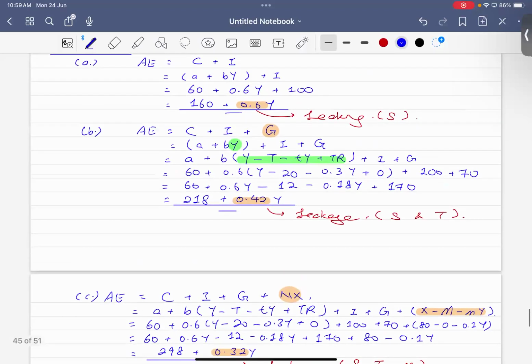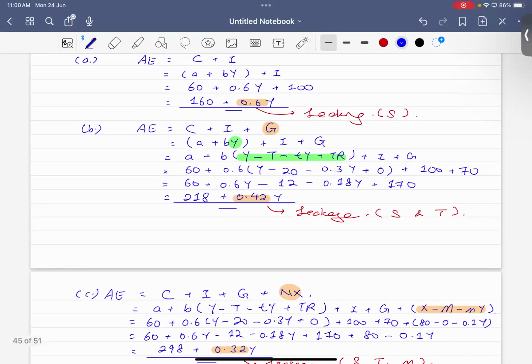So if I look into my answer just now, you can see here the aggregate expenditure. If I put another color, let's say yellow, you see from 160 autonomous in the 2-sector economy, it becomes 218 in the 3-sector, and it becomes 298 in the 4-sector. You can see the autonomous here is increasing. So it can be represented by the upward shift of aggregate expenditure.